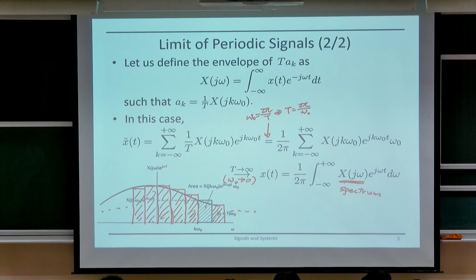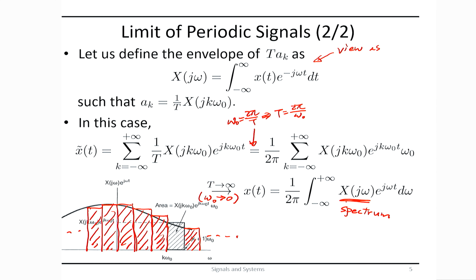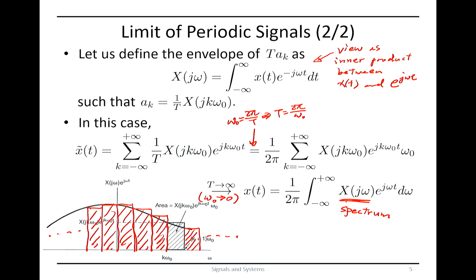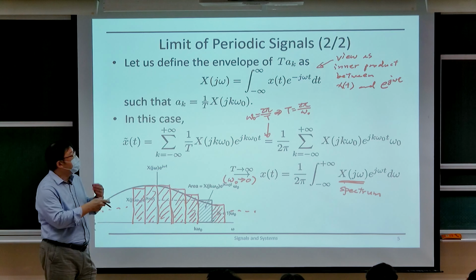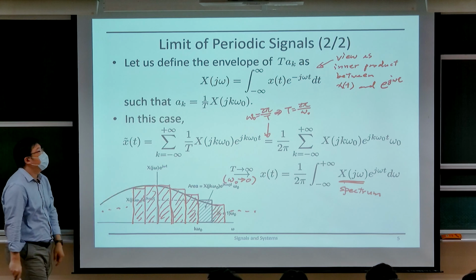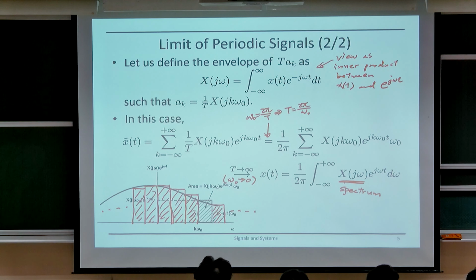You can view this as a form of inner product between x of t and the pure frequency component e to the j omega t. When you take the inner product of two vectors or two functions, you're essentially looking at the projection of x of t in the direction of e to the j omega t, that is, how much of e to the j omega t is contained in the signal x of t.